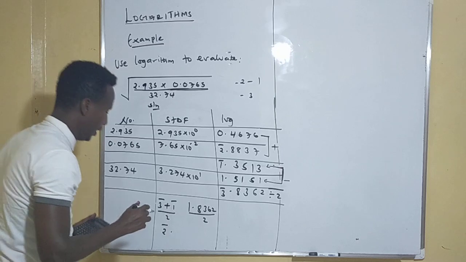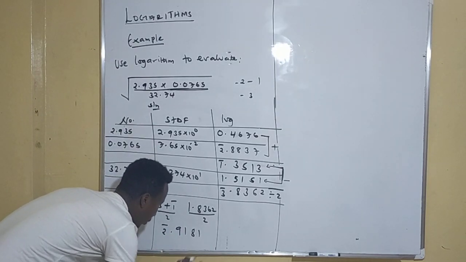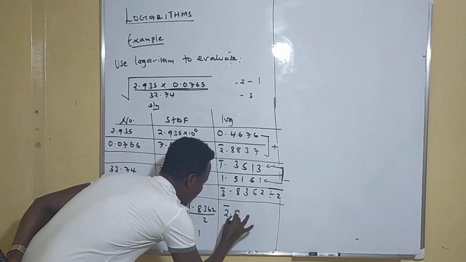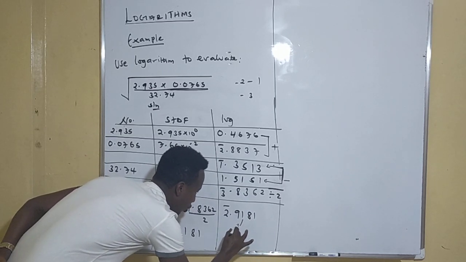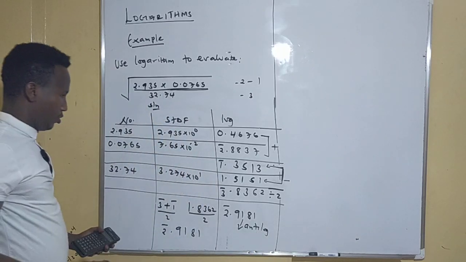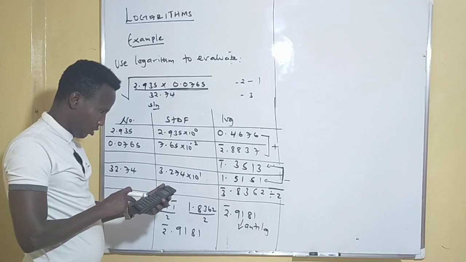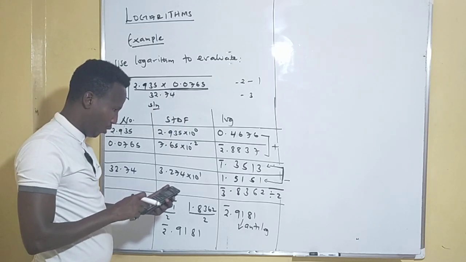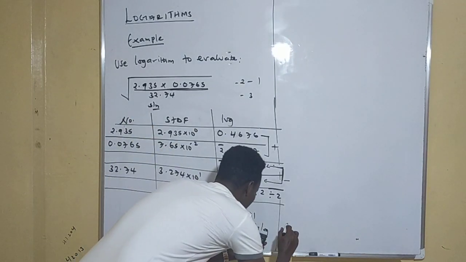So that's 0.9181. So bring it here. We have bar 2 point 9181. Then get for us the antilog of this one now. Antilog. You're going to say shift log 0.9181. Okay, 9181.